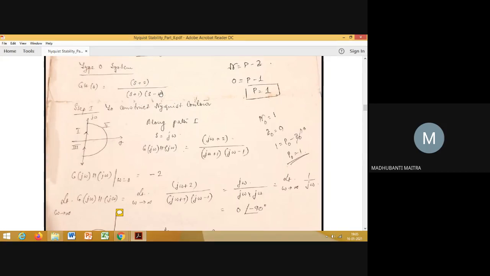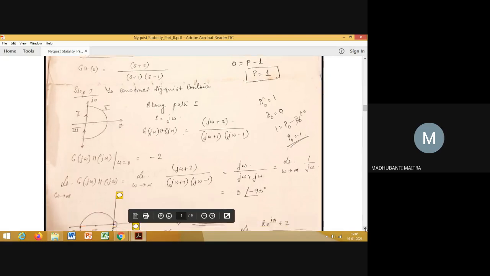Now we'll try to find out the absolute stability of the closed loop system when we close the feedback path. Again, to construct the Nyquist contour, along path 1, we know s is equal to j omega, and G H of j omega will be equal to (j omega plus 2) by (j omega plus 1) into (j omega minus 1). Right? Now again, first we'll try to find out two extreme points.